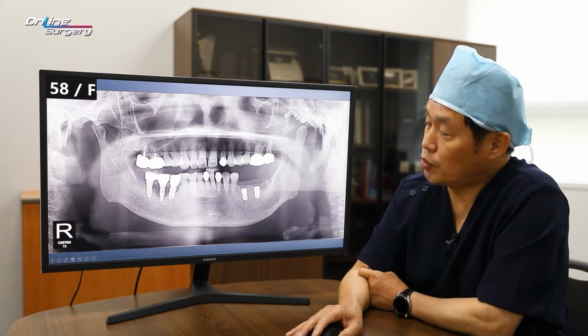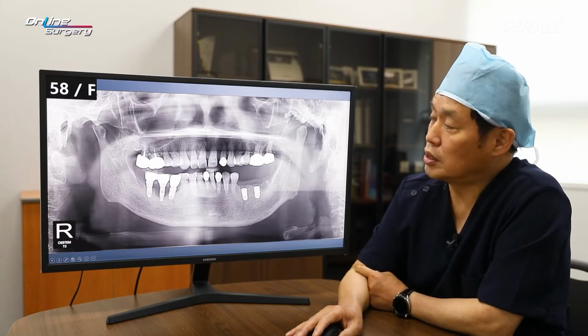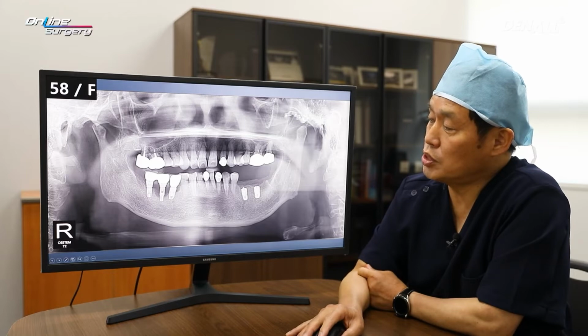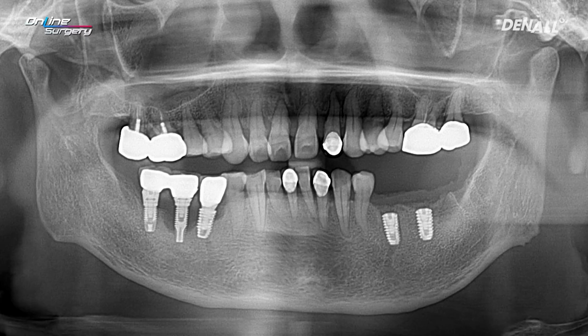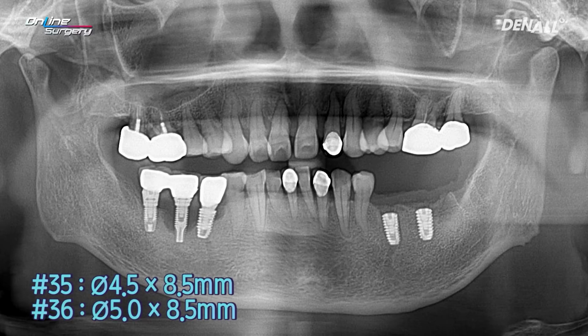Post-op panoramic image, 2 implants have been placed. As mentioned earlier, in the case of number 35, a 4.5 by 8.5 implant was placed, as was originally planned. Distal to that, there was distance from the inferior alveolar nerve, so the plan was 10 millimeter, but considering the level of mouth opening, a 5.0 by 8.5 millimeter implant was placed and GBR was done on top. Bone graft was done.